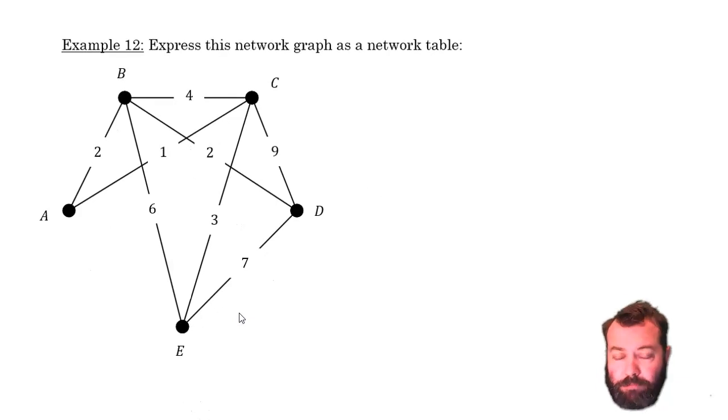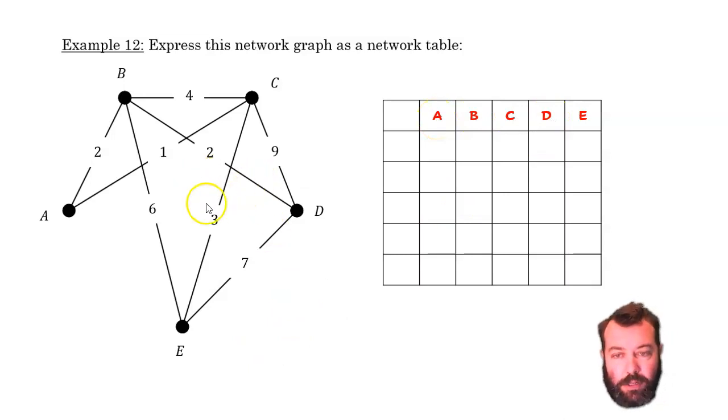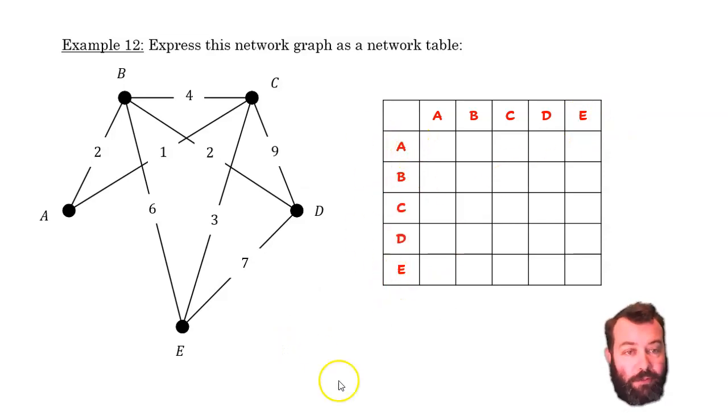Here's another example. This time I have a graph and I'm asked to represent that with a table. Again, I have 5 vertices, so I start by drawing up a table with 5 rows and 5 columns. In fact, mine's 6 by 6 so that I've got space for my labels. So there's my 5 columns labelled A, B, C, D, E. Right, a column for every vertex and a row for every vertex as well.